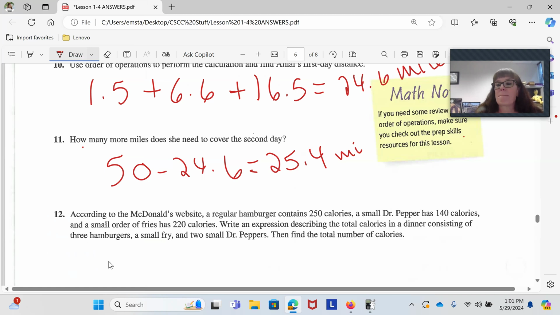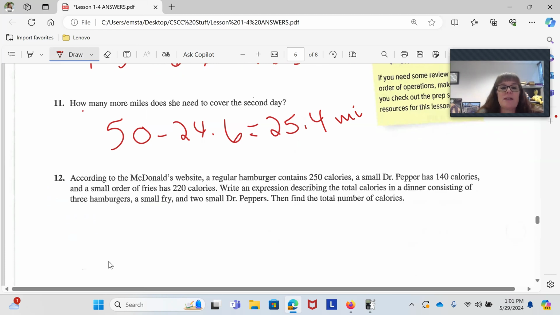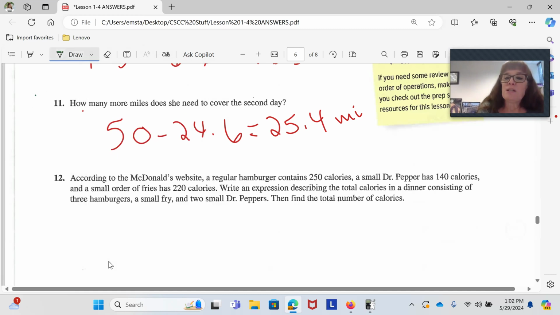All right, the last problem. This is the bottom of page 52. It says, according to the McDonald's website, a regular hamburger contains 250 calories, a small Dr. Pepper has 140 calories, and a small order of fries has 220 calories. Write an expression describing the total calories in a dinner consisting of 3 hamburgers, small fry, and 2 small Dr. Peppers. Obviously using all the calories it gave us.